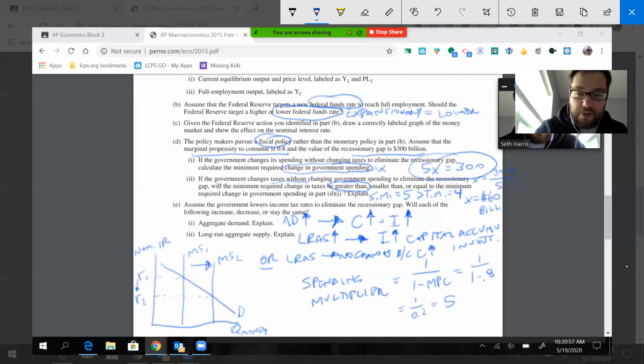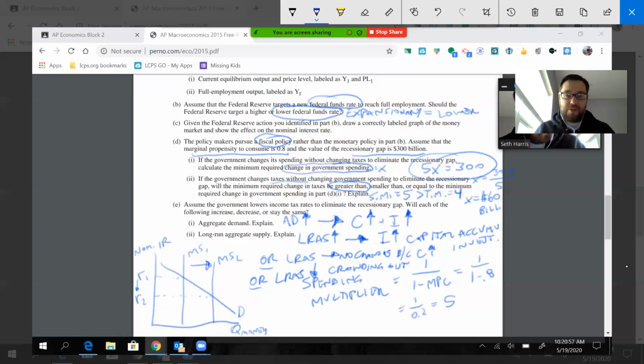And then there was actually another explanation where they gave credit where LRAS decreased. And the rationale you had to have for that one was that due to the reduction in income tax rates, right? So presumably higher deficit spending, you had to say something about crowding out. Crowding out would lead to less private investment and therefore a longer term downward shift in the LRAS.